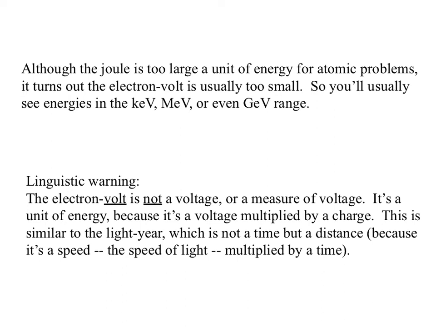Linguistic warning, just to keep this in mind: the electron volt is not a voltage. It's not a measure of voltage. It's not voltage in any way. It's a unit of energy, because it's a voltage times a charge, which is always energy. This is similar to what happens with the light year, which is not a time, but a distance. Even though it has the word year in it, a light year is the speed of light times a time, so it gives a distance. Just keep that in mind. It's again sort of a weird and not particularly great choice we've made. It becomes second nature. I won't ever argue that it's smart, but eventually you get used to it.